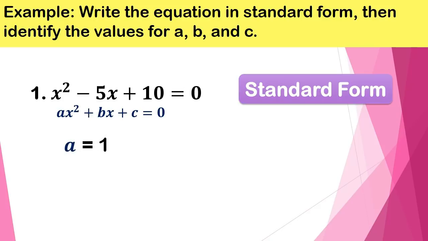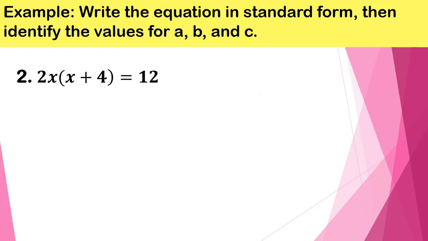So in the given example, the value for a is 1. Because on the given here, we have only a variable. So, kapag tayo may variable, automatic, meron tayong imaginary 1 na coefficient. So, therefore, the value for a is 1. Next, the value for b is negative 5. So, kailangan natin isama yung sign. No? It's negative 5. And letter c, the value for c is positive 10.